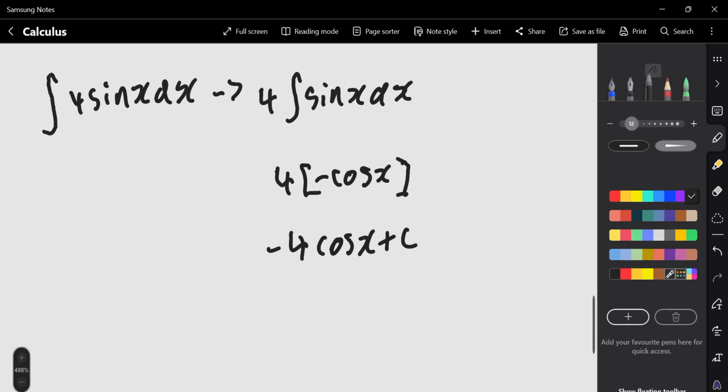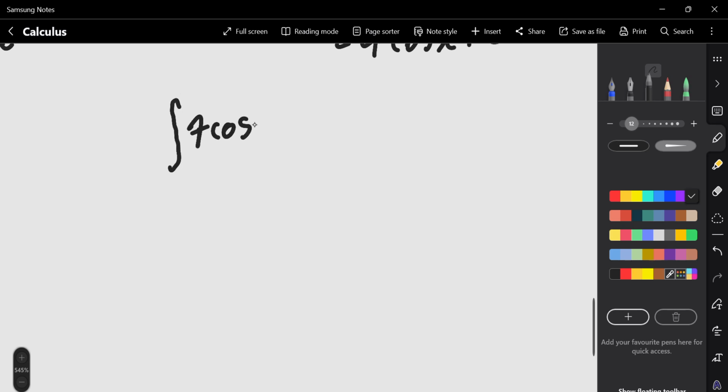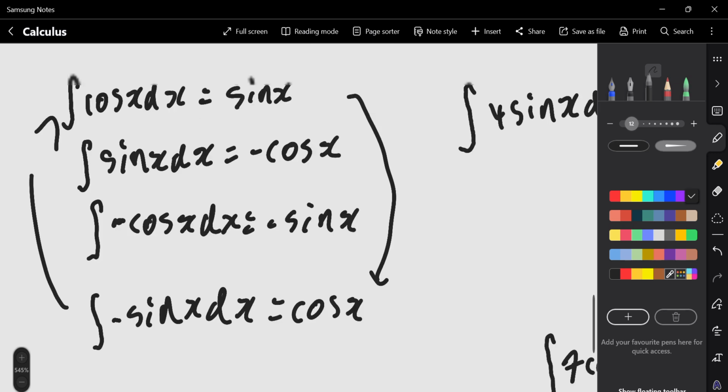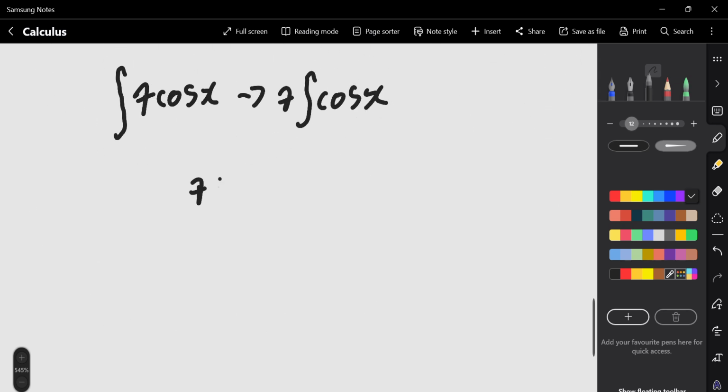So this is good. Now let's try the integral of 7 cosine x. Take the constant out, we're going to have 7 lots of the integral of cosine x. We've worked out the integral of cosine x is going to give us sine of x. And so the answer to this must be 7 sine of x plus c.